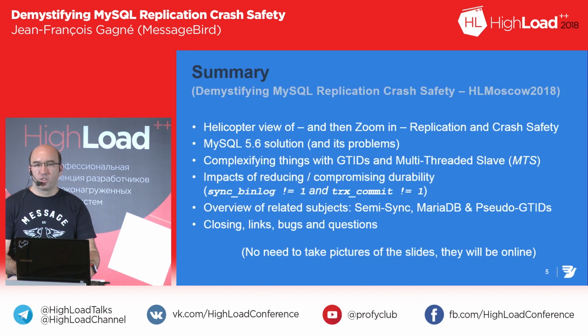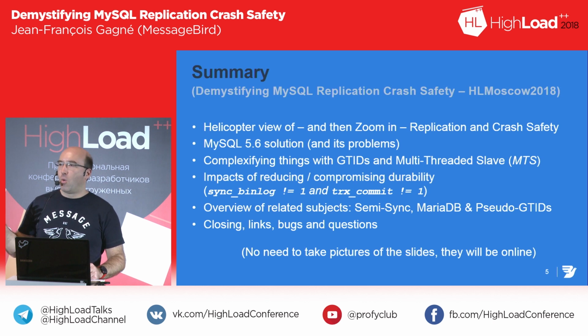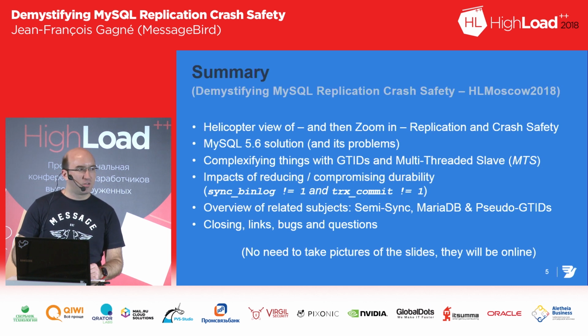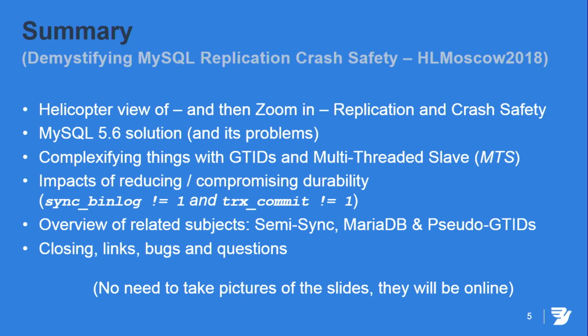So the subject for today, we will start with an overview of replication, and then we will zoom in on the details. We will talk about why MySQL 5.5 is not crash safe for replication, and then we will give the 5.6 solution and all the other complex bits around this, like GTIDs, parallel replication, which I call MTS, multi-threaded slave, and other things that would impact the way replication works, like sync_binlog equals something different than one, or trx_commit something different than one. And we'll touch on other subjects like semi-sync, how it works in MariaDB, and pseudo GTID. Then closing links and other stuff.